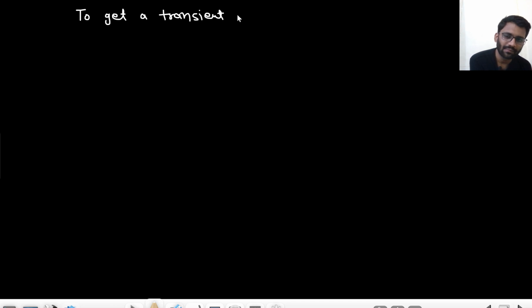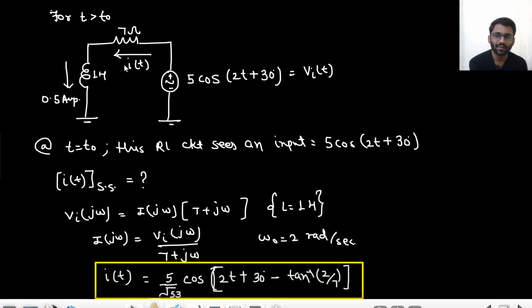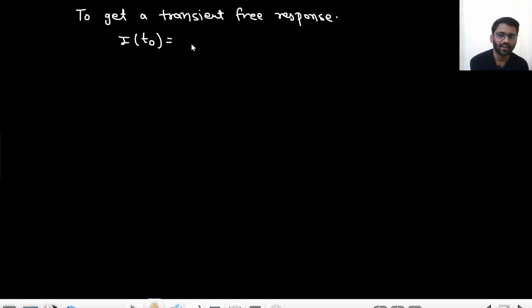Now at t equals to t naught, to get a transient free response, what do you expect at t equals to t naught? Current at t equals to t naught should be what? 0 ampere? Current should be 0.5 ampere, right? Because at t equals to 0 minus it was 0.5 ampere. So the inductor will hold its current. So this value should be equal to 0.5 ampere.